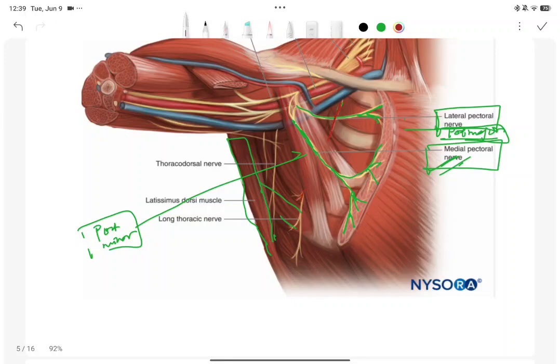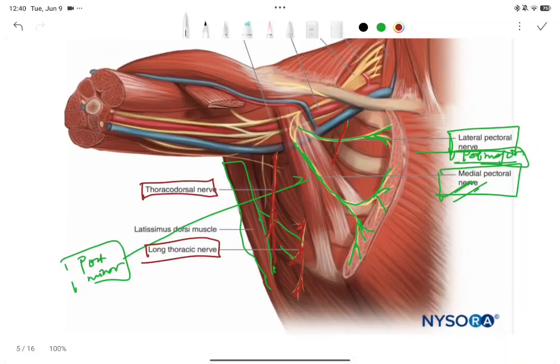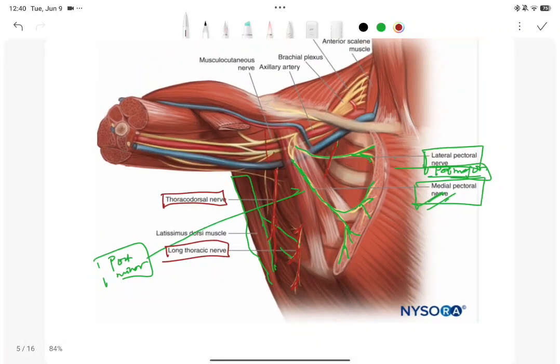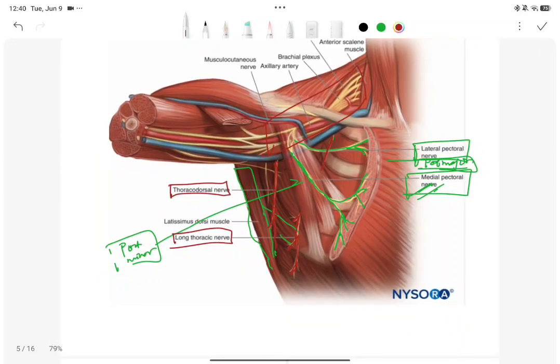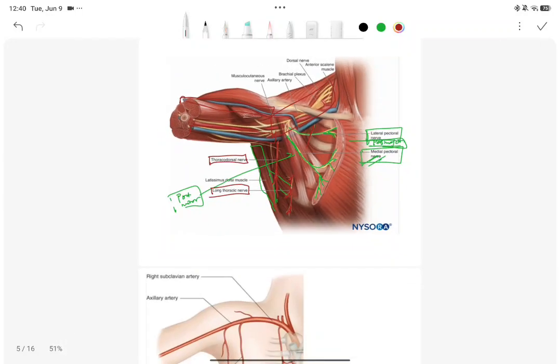This long thoracic nerve supplies the serratus anterior, and this is the thoracodorsal nerve, which supplies the latissimus dorsi. And there is the brachial plexus. You can see this is the basilic vein and this is the cephalic vein. That is all I wanted to show in this.